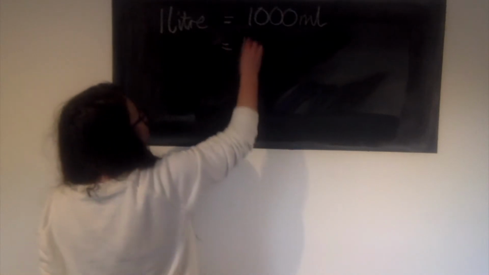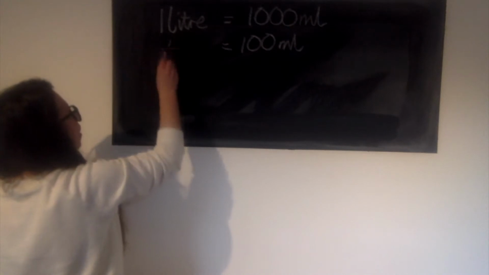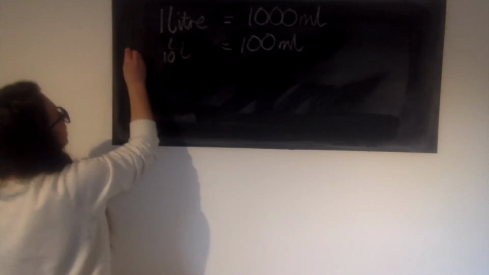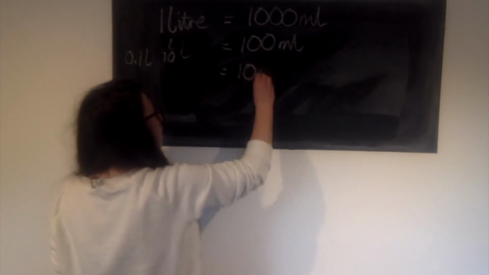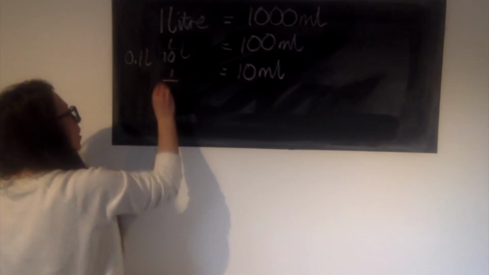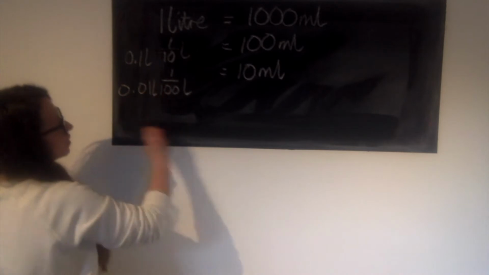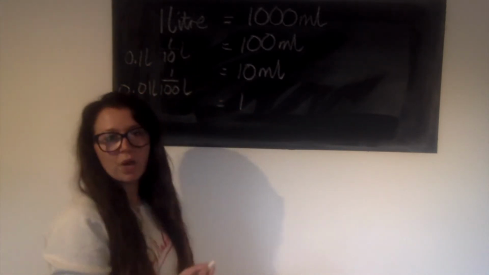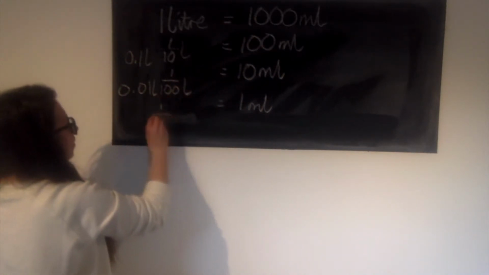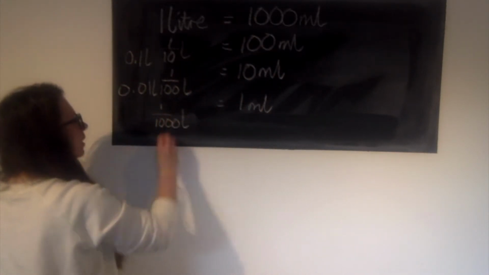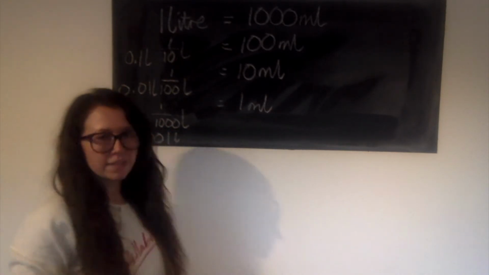So if we've got 100 millilitres, that's a tenth of a litre, or 0.1 of a litre. 10 millilitres is 100th of a litre, or 0.01 litres, and then of course we should be practiced at this by now. 1 millilitre, well there's 1,000 of them, so it's 1,000th of a whole litre, so that's 0.001 of a litre.